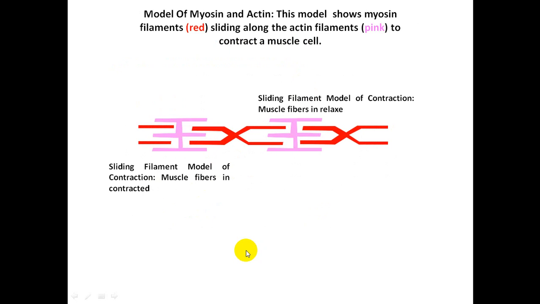So this is the actin and myosin, during contraction and during relaxation. The red filament is the myosin, and this is the actin, and this is contraction and relaxation.